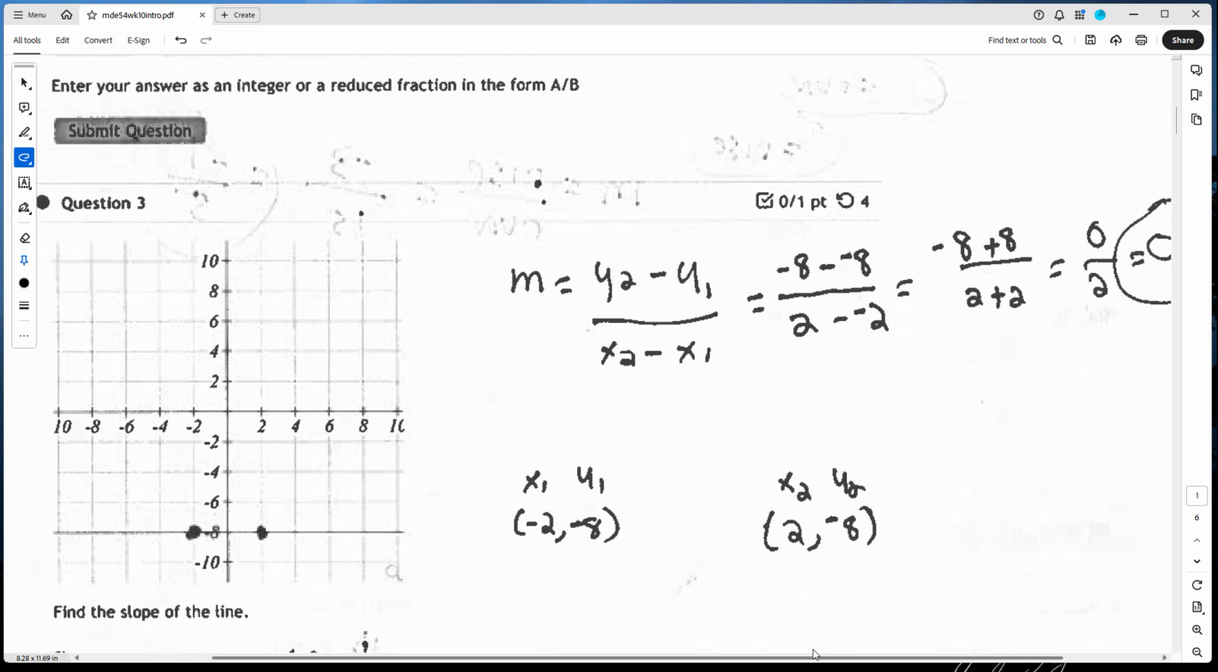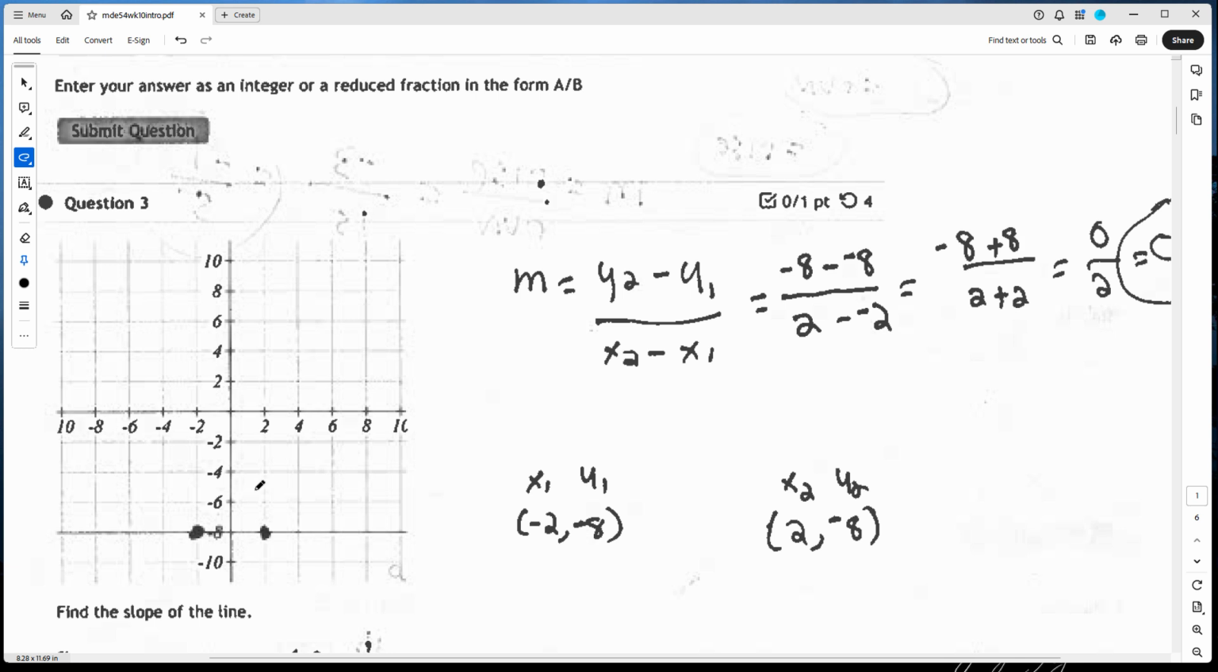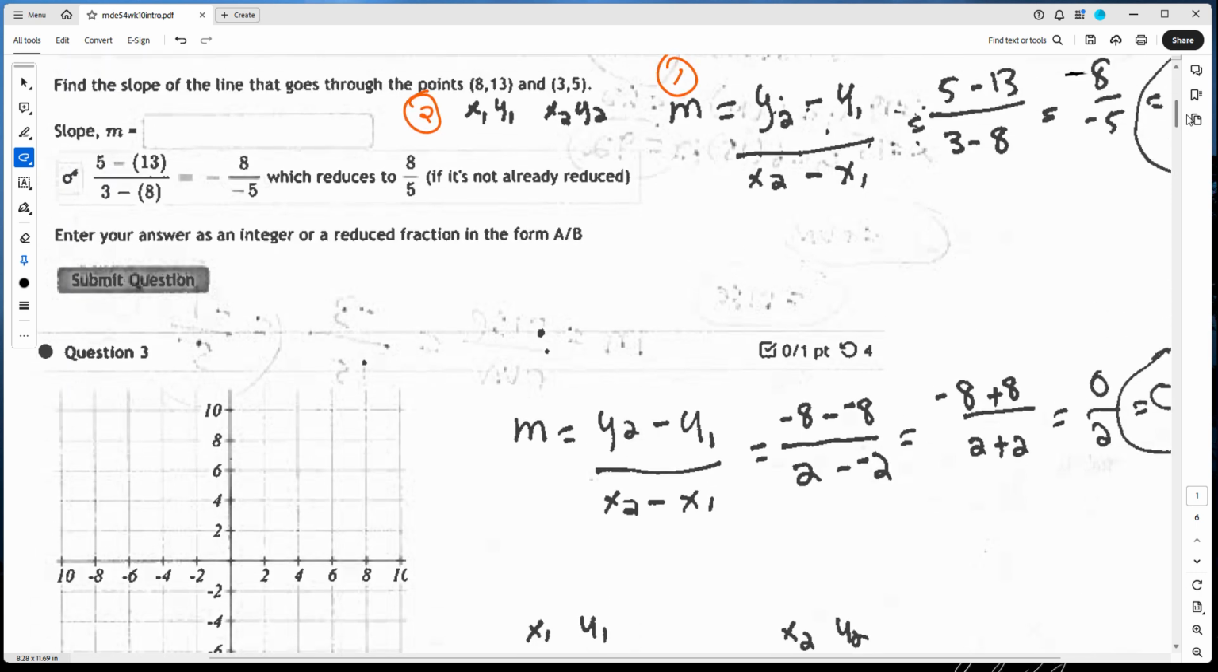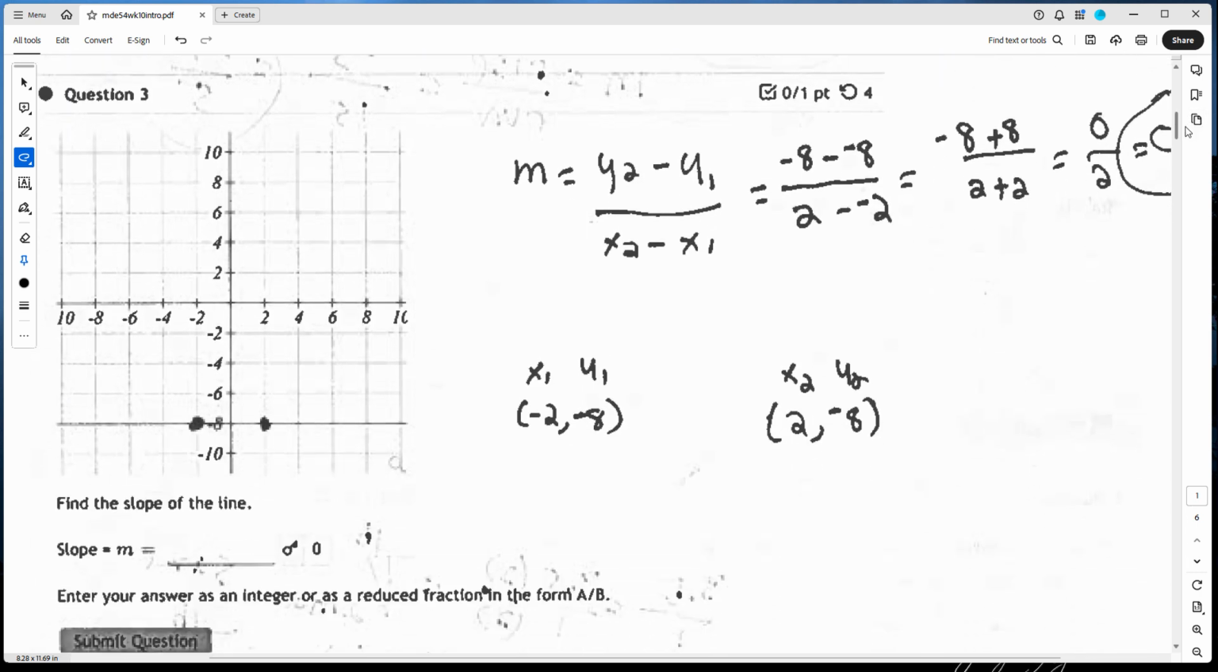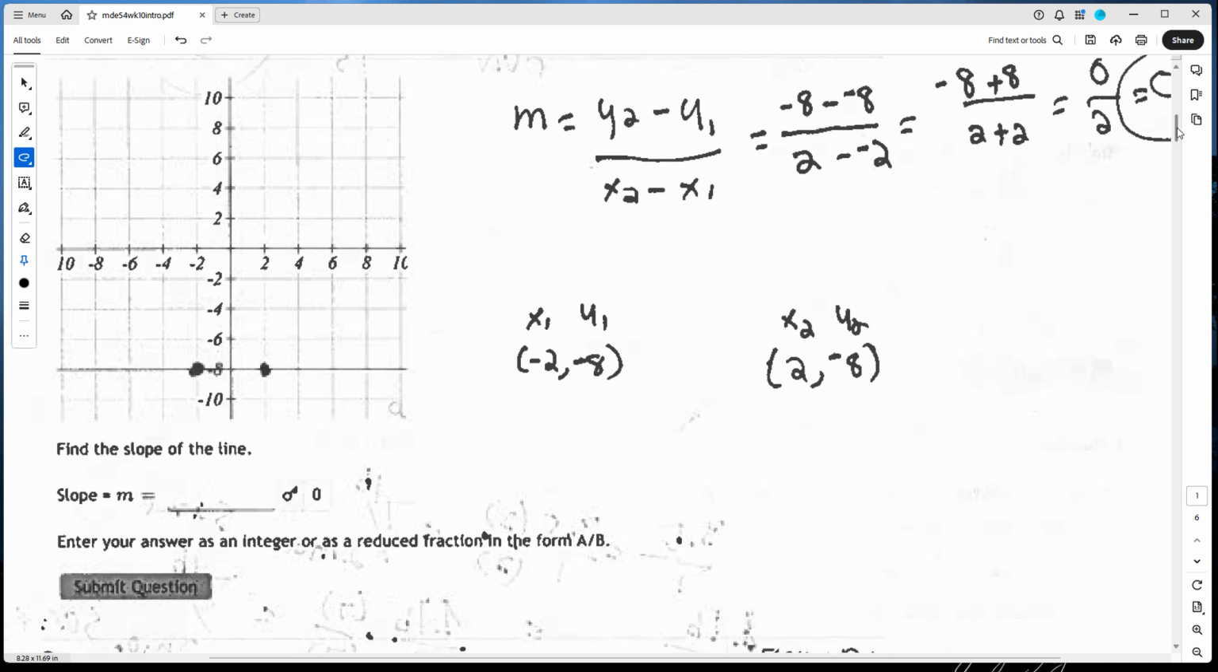Okay. Next one is question 3. Find the slope of those 2 points on the line. Find the slope of the line. So I wrote up my slope formula here. Okay, and identified 2 points that I wanted to use here. And I assigned values to my variables in the formula here.